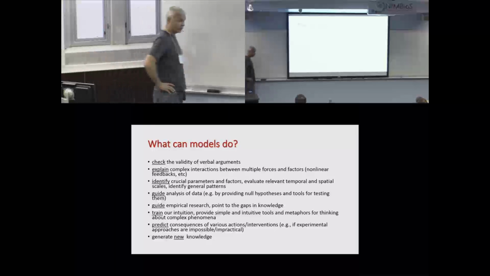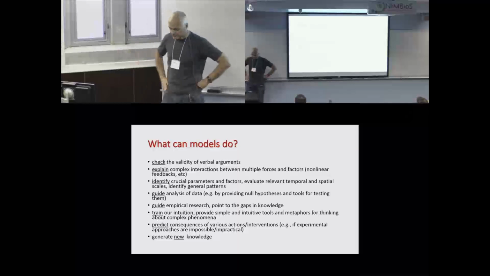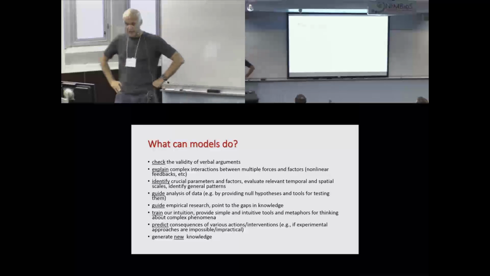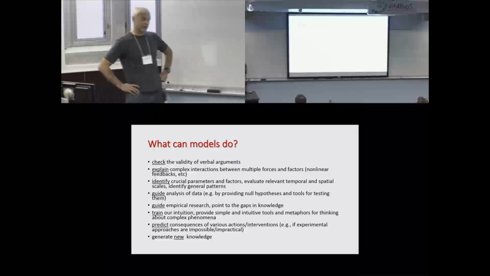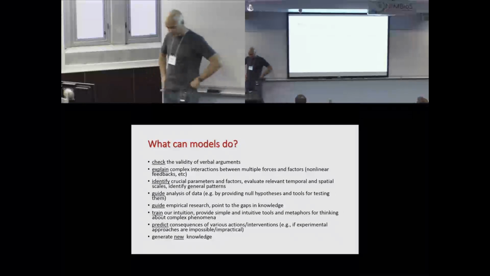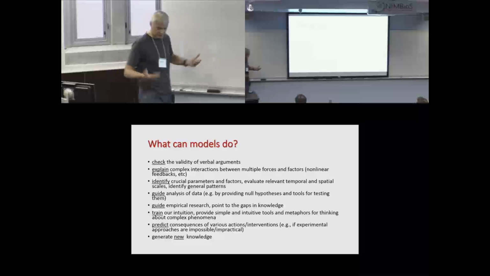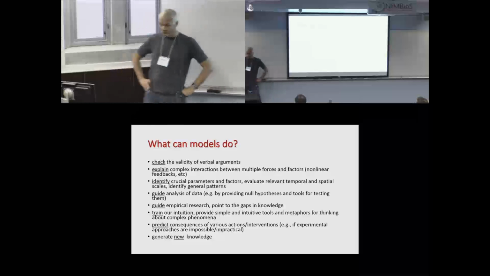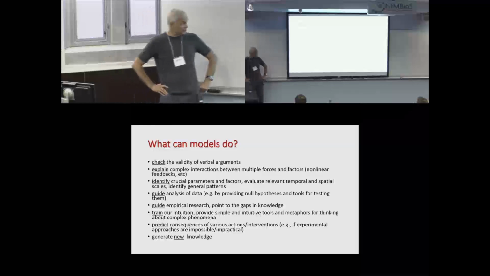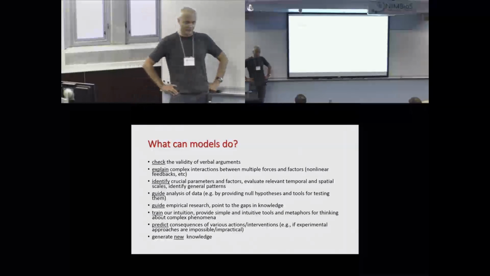They can train our intuition: working with a simple model, we can develop intuition about something much more complex. They can predict certain things. They can tell us what will happen under certain conditions, and that may be very useful if it's impossible to reproduce these conditions because it's costly or whatever. And under some situations, models can even produce new knowledge. They can tell you something that you never knew before.